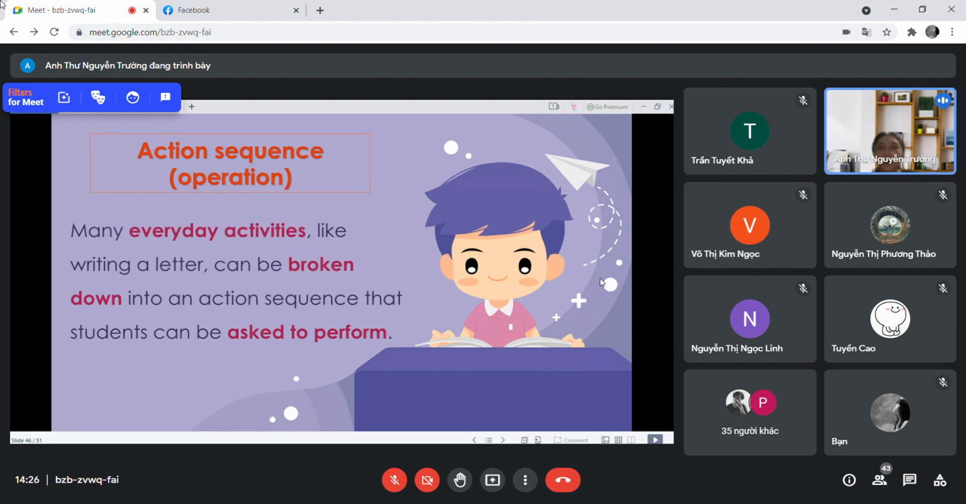For example, with the action writing a letter, we can break it down into 9 commands. The first one, take out a pen. The second, take out a piece of paper. The third, write a letter. The fourth, fold the letter. The fifth, put it in an envelope. The sixth, seal the envelope. The seventh, write the address on the envelope. The eighth, put a stamp on the envelope. And the last command is mail the letter.